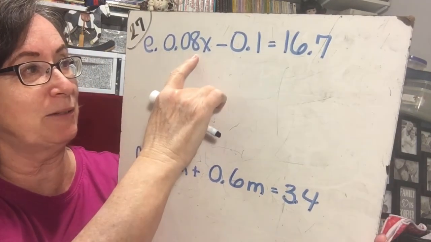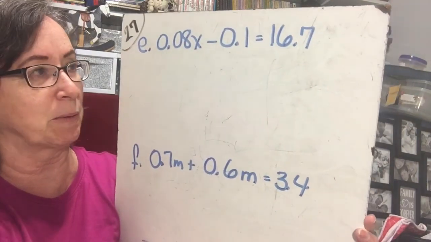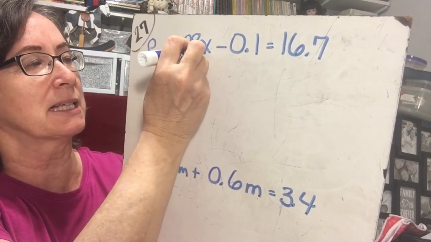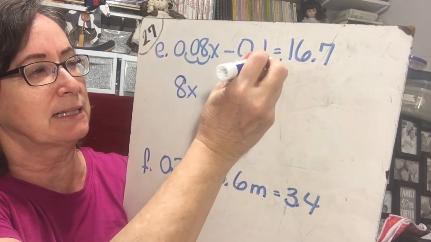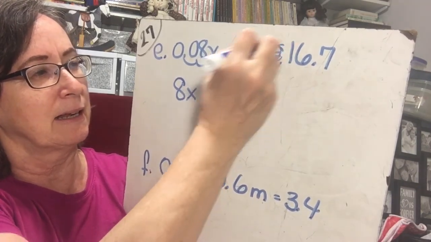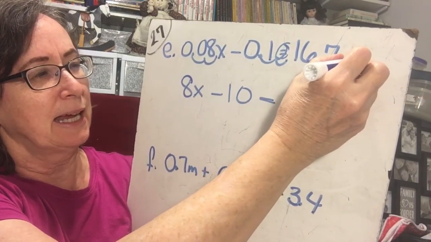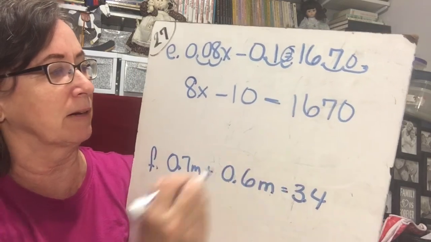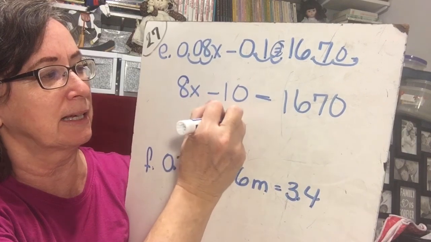Okay, so this one has 2 decimal places, 1 and 1. So we want to move everything 2 decimal places, which is multiplying by 100. So we multiply by 100 and move the decimal 2 places and get an 8x. Move the decimal 2 places, fill in with a 0. We're going to get a minus 10. And then equals, we're going to move this one 2 places. And now we fill in with a 0 and we get 1670. So now we're going to add a 10 to both sides.